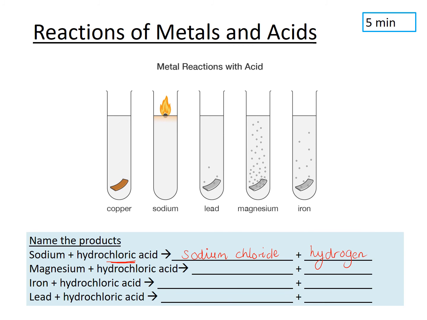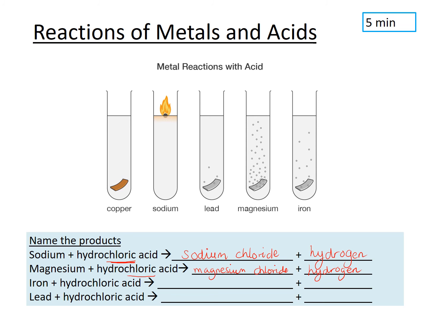Okay, magnesium plus hydrochloric acid. I already know that the name of the gas that I'm going to make is hydrogen, so I can just fill that in. And the name of the salt, I've got magnesium plus hydrochloric acid. So the name of the salt is magnesium chloride. Well done if you got that one. Let's go on to the next one.